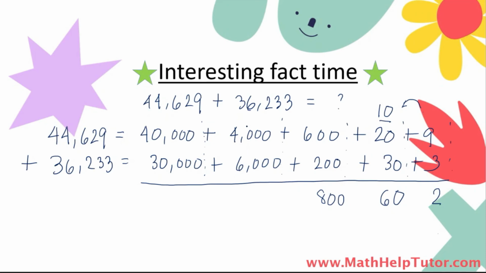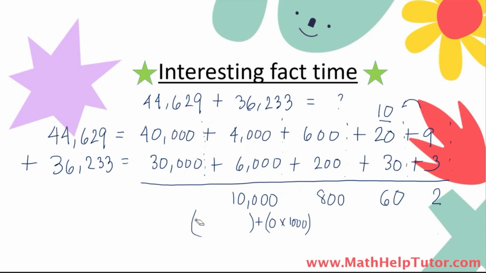Next, let's do the thousands place. So 6,000 plus 4,000 gives us 10,000. And now you can see that we have a situation here again because the maximum amount that the thousands place could have is only 9,000. So anything beyond 9,000 is an overflow. So we can't have 10,000 here as a result of adding 6,000 and 4,000. This is an overflow. So 10,000 is actually 1 10,000 plus 0 1,000s.